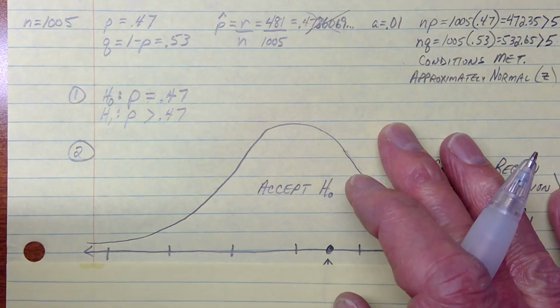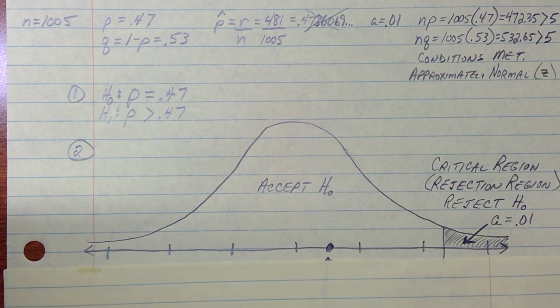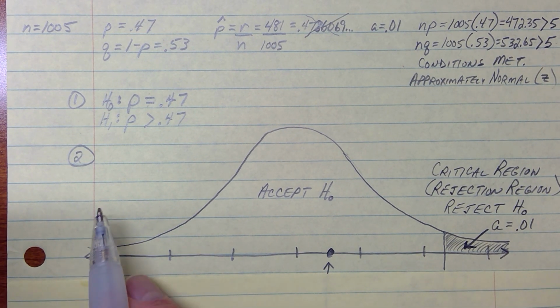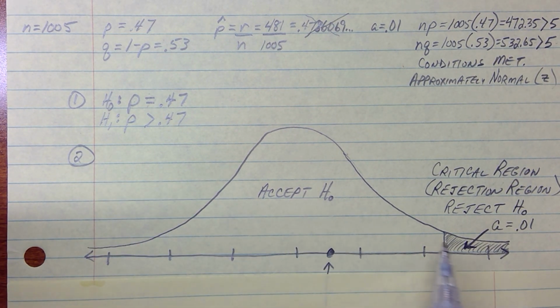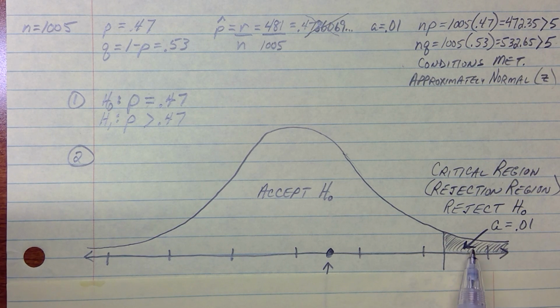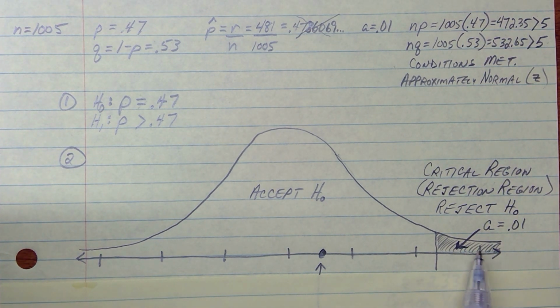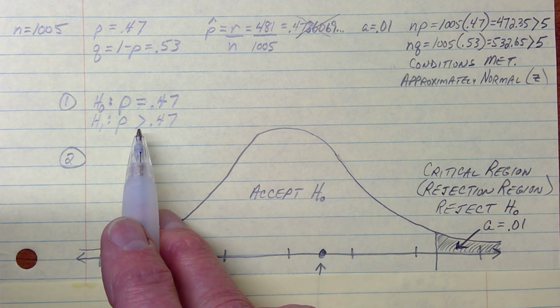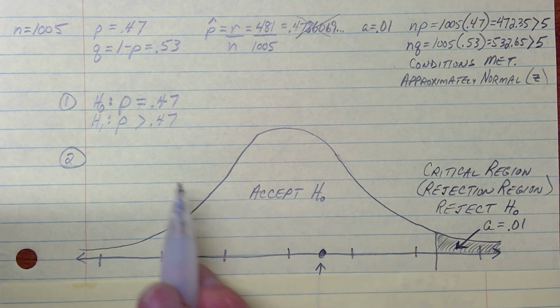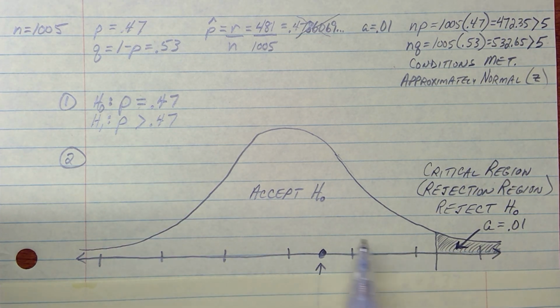All right, next step is draw your curve. I like to plot the curve and color in my rejection region over here. Now it's a right-tailed curve because we're doing the greater than. We're choosing to challenge that. No, it's not this, it's more than that. It's greater than, it's over here on the right.